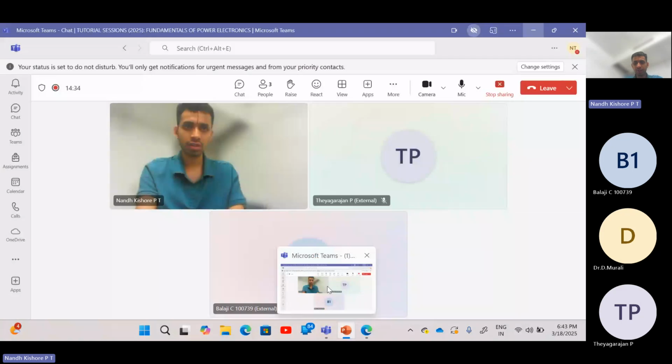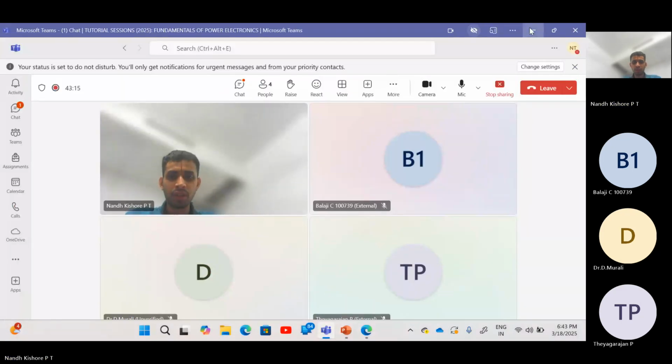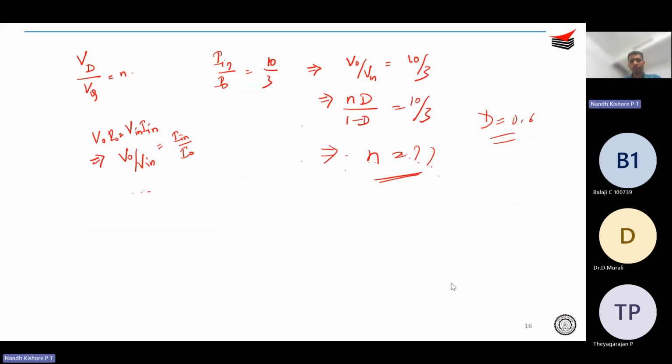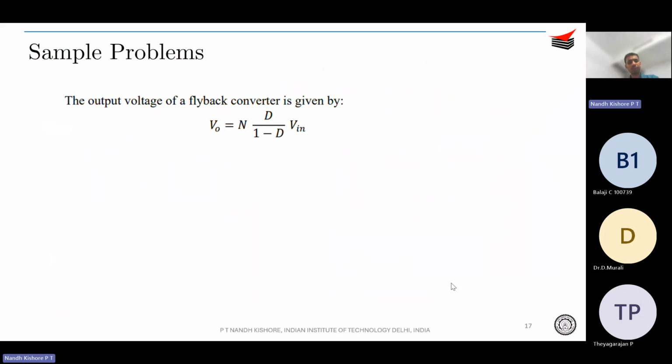Let me check if my screen is visible or not. Okay. So you see that I in over I naught is equal to V naught over V in by power balance, and therefore you can solve for N, and that is actually your answer. Okay. So the same thing is mentioned in the solutions as well. That is, this is the output input relation, and you get N from this. Your ratio is nothing but N, that is equal to 20 over 9.